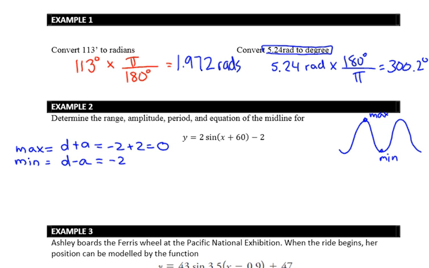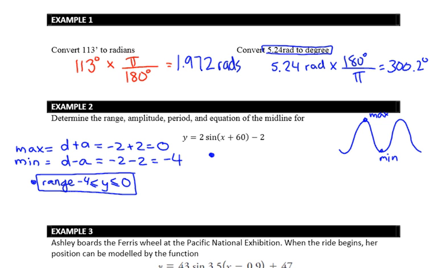So -2 minus 2, -4. Okay. So then, therefore, what's the range of this function? Y is greater than or equal to -4, and less than or equal to 0. So that's the first part. Amplitude. What would be the amplitude of this guy? What's the amplitude?